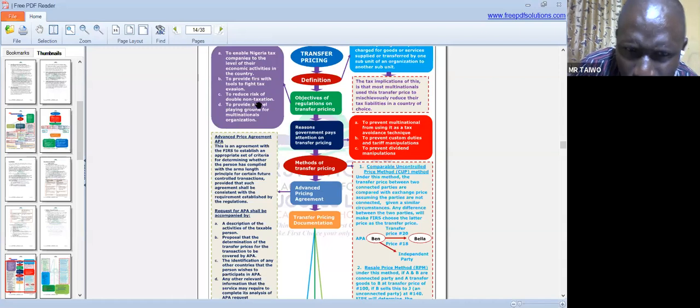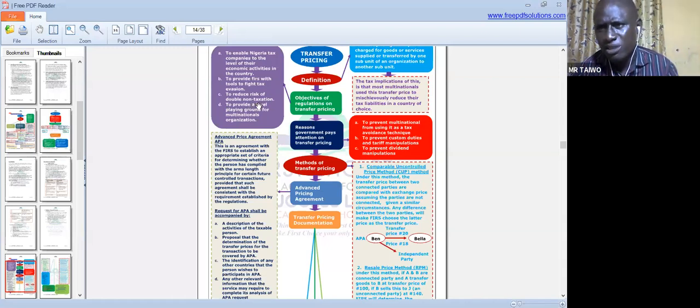And the last one is to provide a level playing ground for multinationals, so that all the multinationals will not be preferentially treated. You'll be treated equally if you are a multinational. So that's why the regulations are in place. So in the exam, if the examiner asks you what are the reasons for government legislation on transfer pricing, you should be able to tell them to provide a level playing ground. I've seen it in your past question.